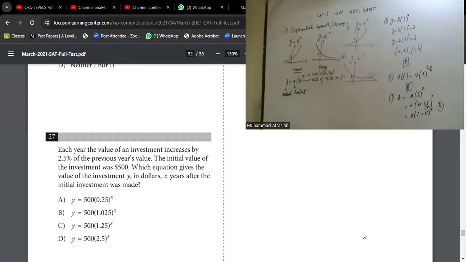So he was going to invest with a starting value of 500. So let's say y is equal to a into b power x. So a is equal to 500, and b is increasing by 2.5%. So that means 1 plus 2.5% to the power x, or it should be equal to 500 into 1 plus 0.025 power x, which is equal to 500 into 1.025 power x, the exponential growth of that investment. So part B is the choice of this answer.